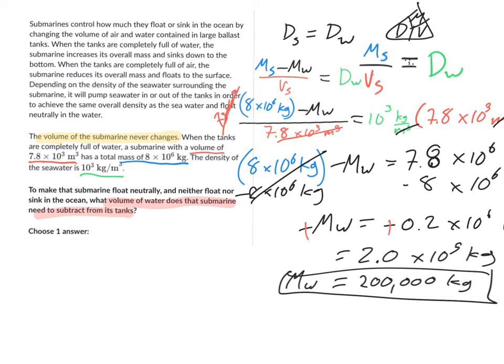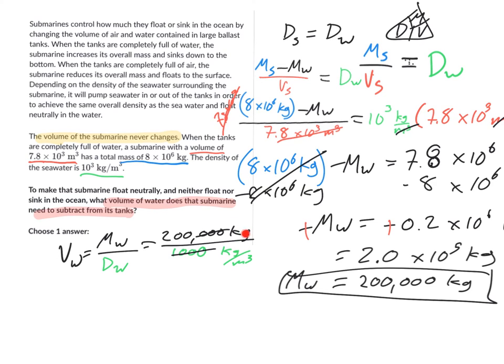The volume of water, which is what I'm looking for, is going to equal the mass of water over the density of water. Well, I have all these numbers. So the mass of water we already know is 200,000 kilograms. And the density of water we already know is 10 to the third. 10 to the third, by the way, is simply 1,000. And this is kilograms per cubic meter. So the numbers, it's kind of easy. 200,000 divided by 1,000, that's pretty simple. It's just 200.